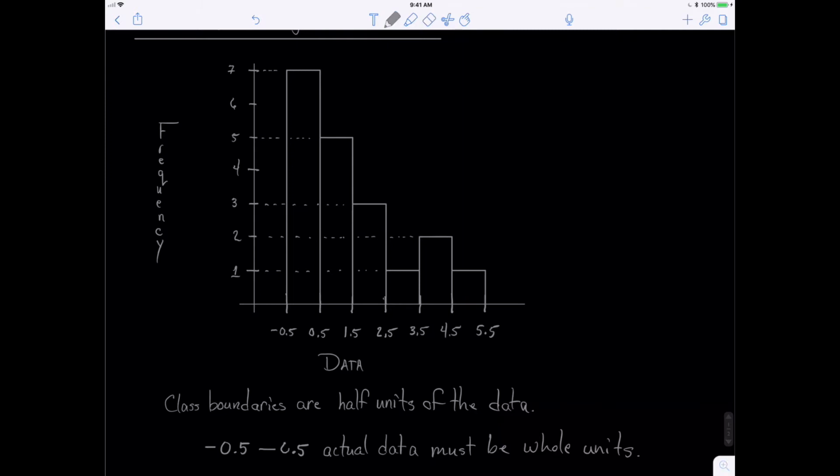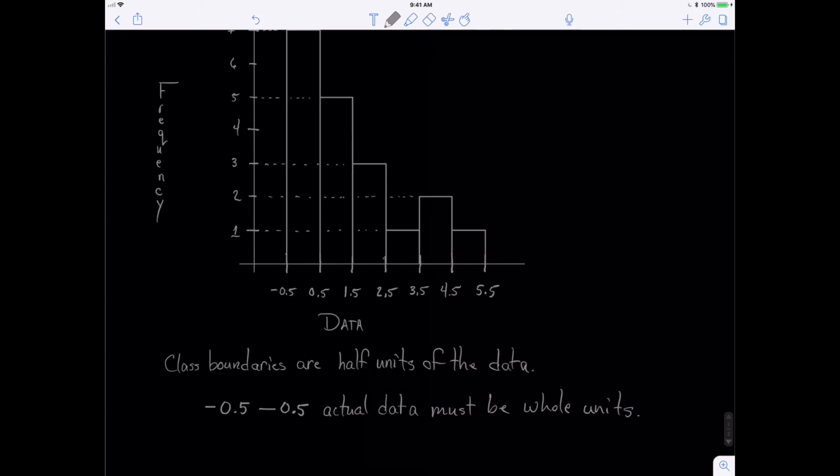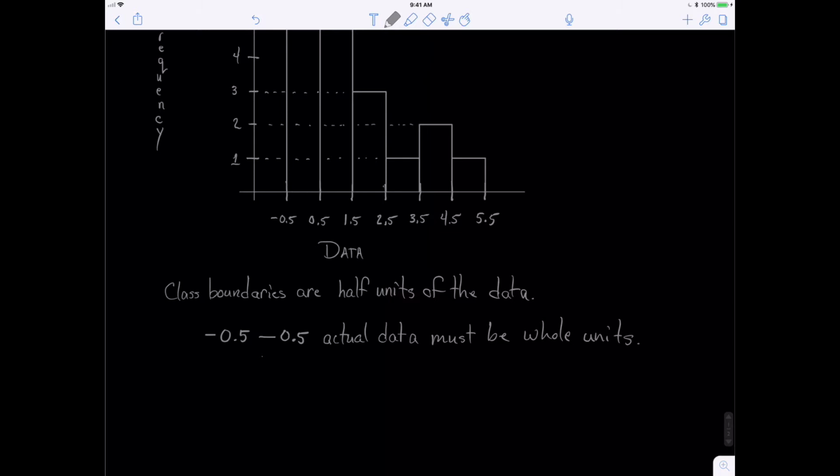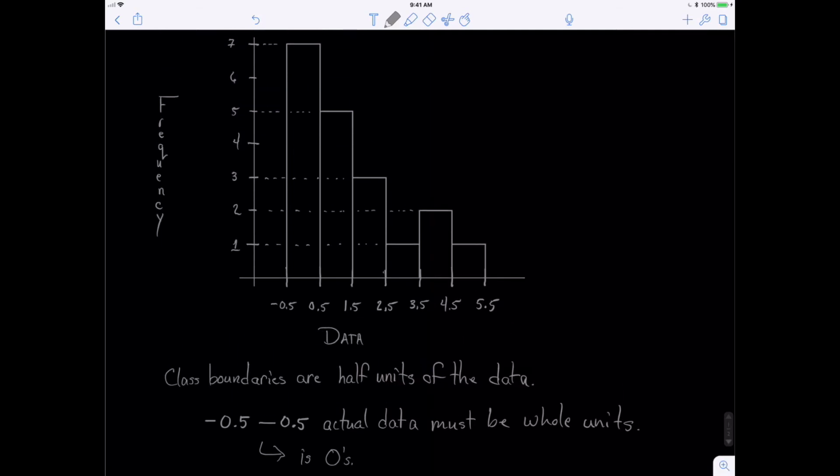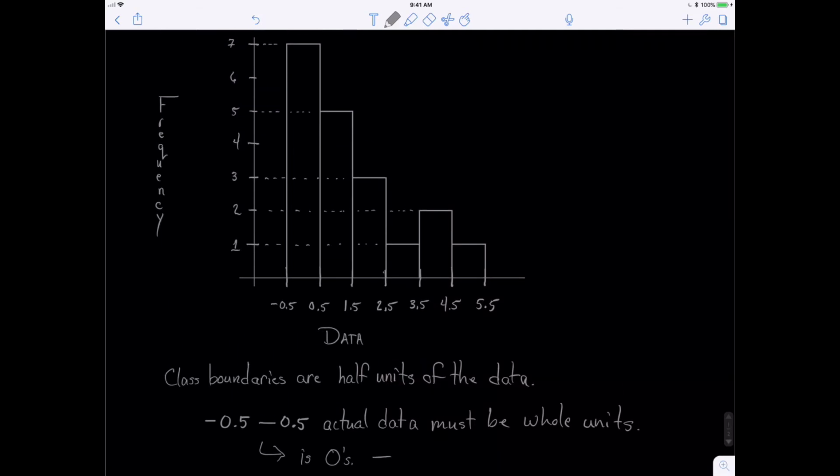So if we're looking at whole numbers between negative a half and positive a half, the only whole number in there is 0. So all of the data in this first class is zeros. And not only that, but notice that I have 7 zeros. So in the first class, I have 7 zeros.